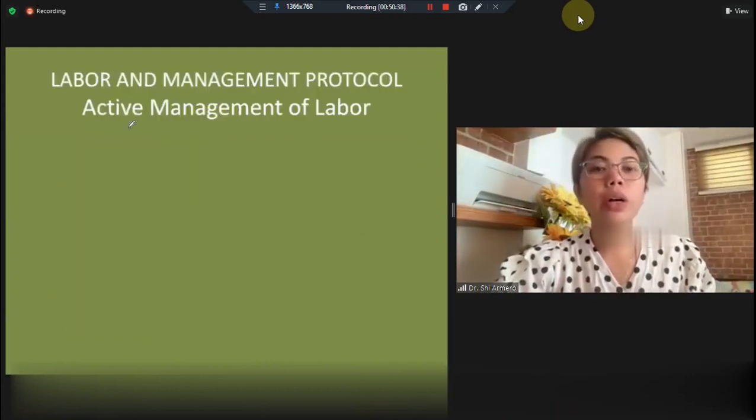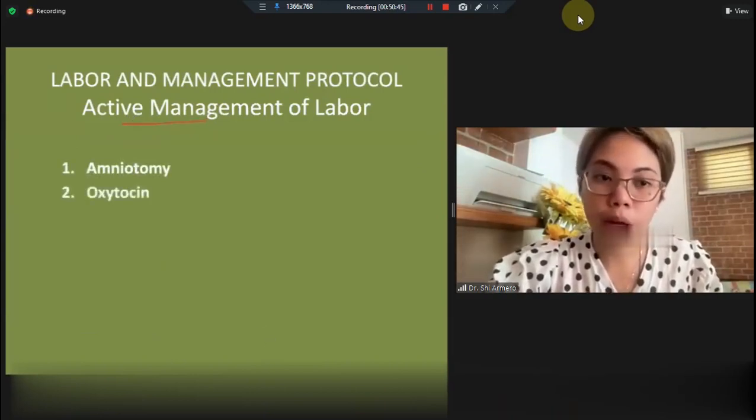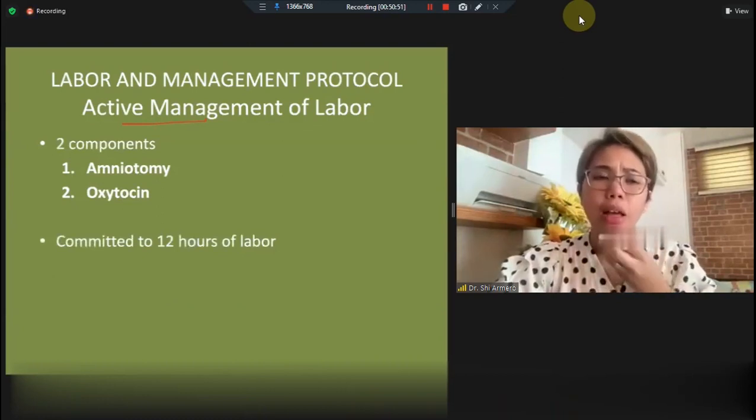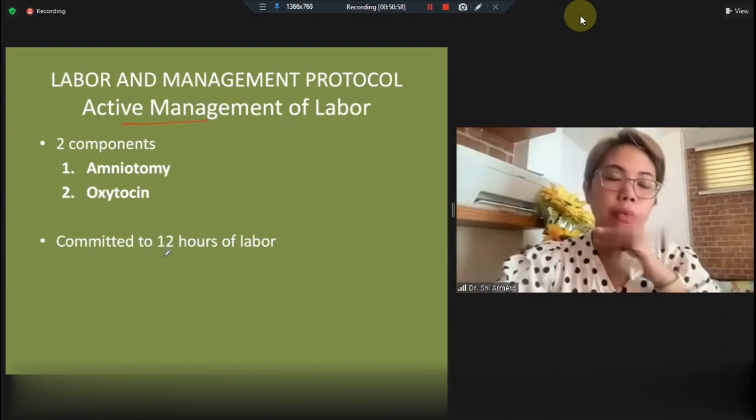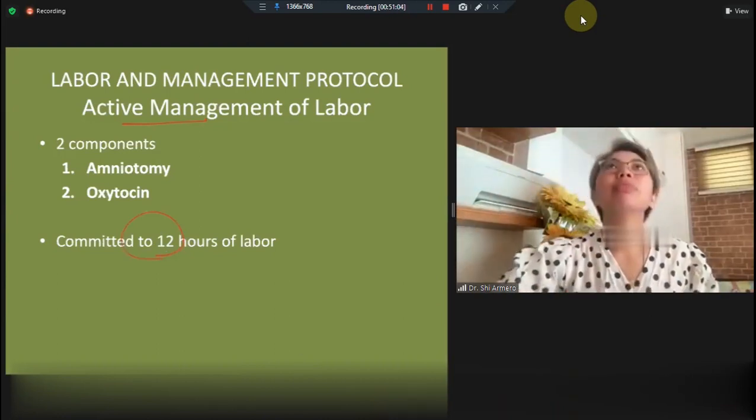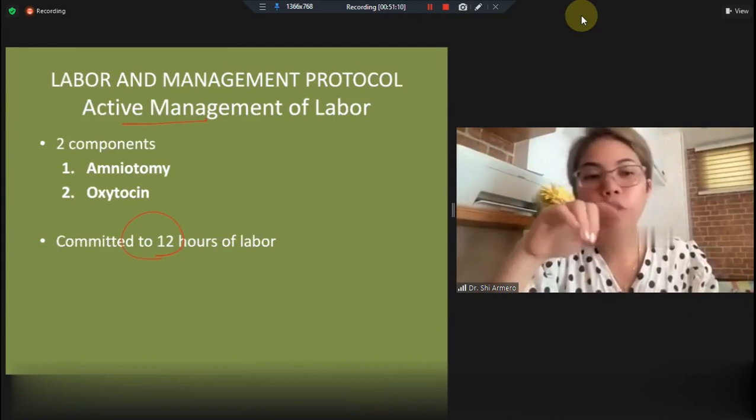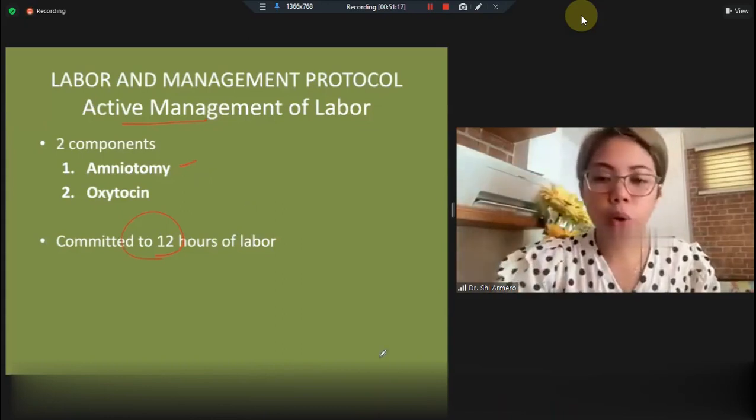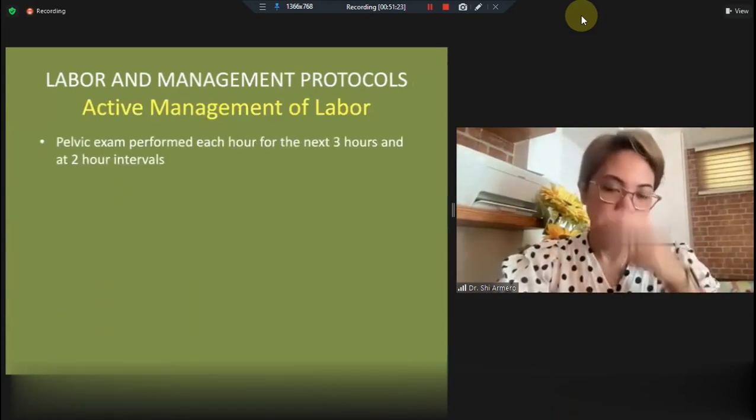Ayan. Good. So, according to the Labor and Management Protocol, active management of labor comprises of 2. Ito yung amniotomy na sabi ko kanina and augmentation using oxytocin. That's right. So, these are the 2 components. Why? This active management protocol is committed to deliver a pregnant laboring woman to 12 hours or less in labor. That's the goal. Na hindi na natin patatagalin while make the mother suffer and we let her wait for 24, 48 hours. So, if no progress, amniotomy. Pagka amniotomy mo, there is no still progress at the contractions are not adequate o the oxytocin na. Ito yun. This is what the protocol is about.